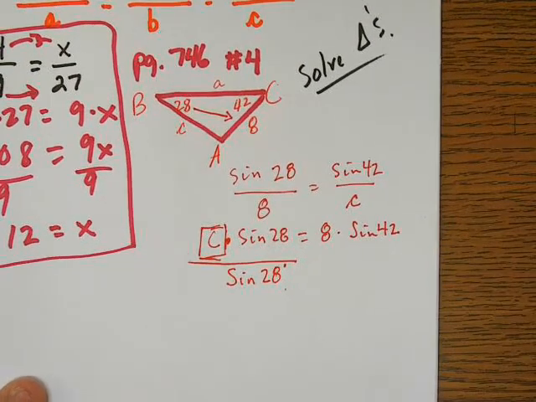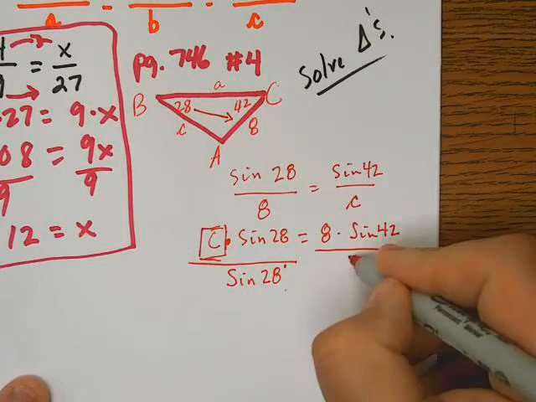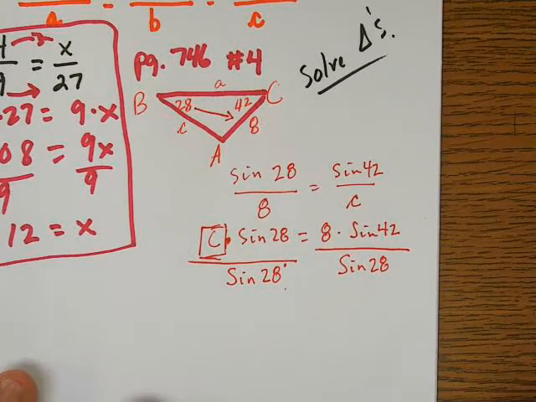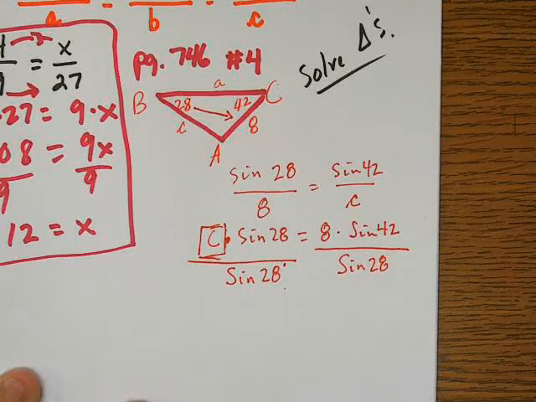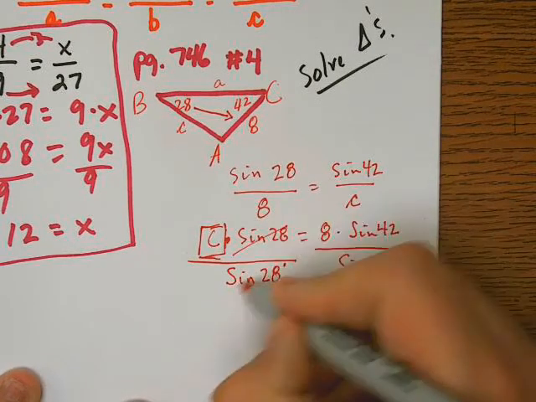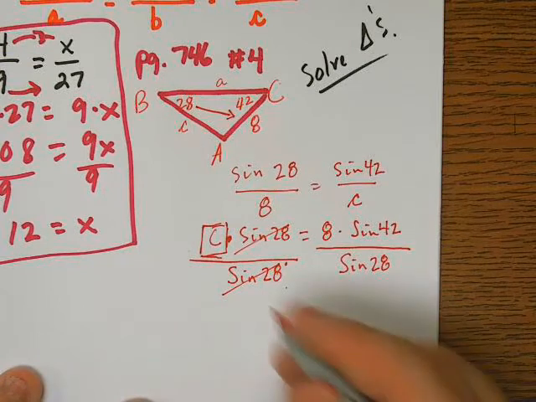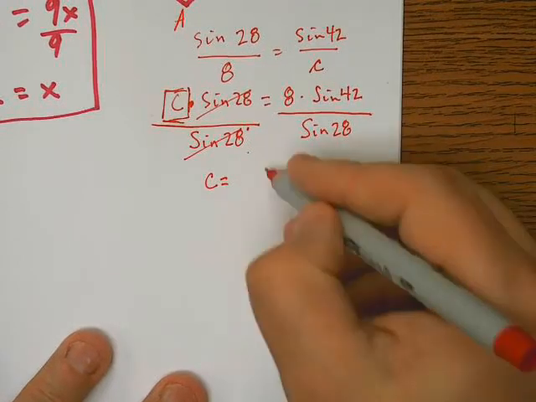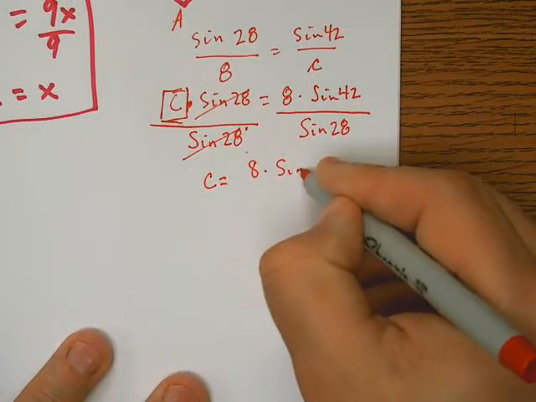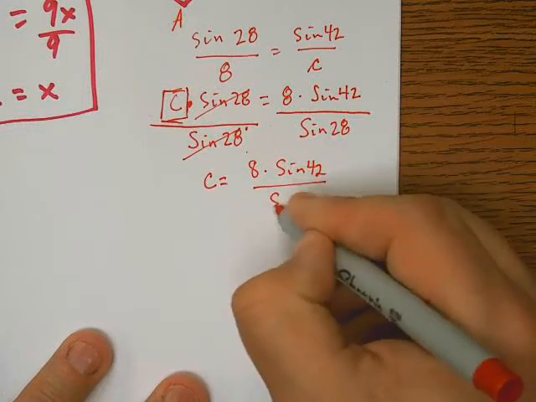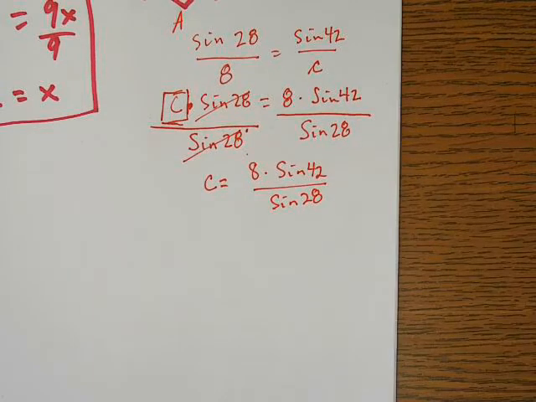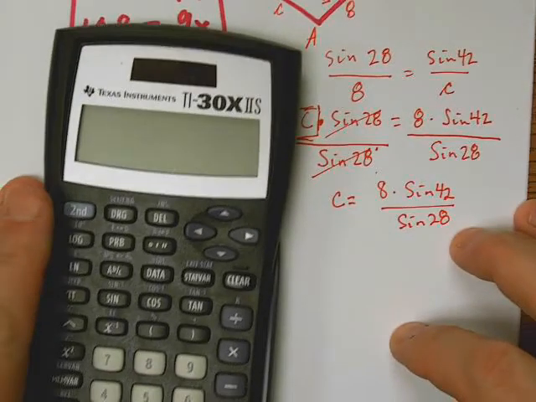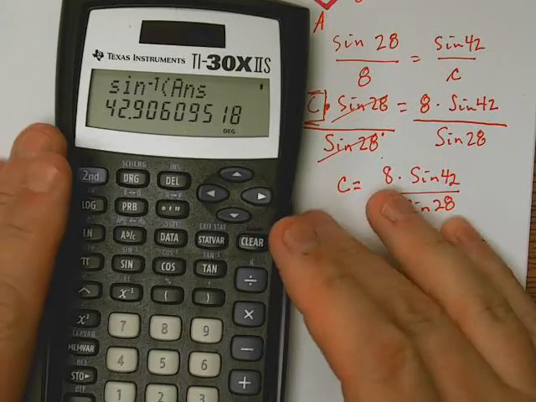So whatever I do to one side of the equation, I have to do to the other side. Notice I haven't substituted any decimals in. There's no need. Not yet. And so the sine of 28 cancels, and I'm left with the equation. I'll move it up to the top of the screen for you. C is equal to 8 times the sine of 42 over the sine of 28. Now let's use our calculator. You might be using your phone, but let's find the value of C. Here we go. Very clear.